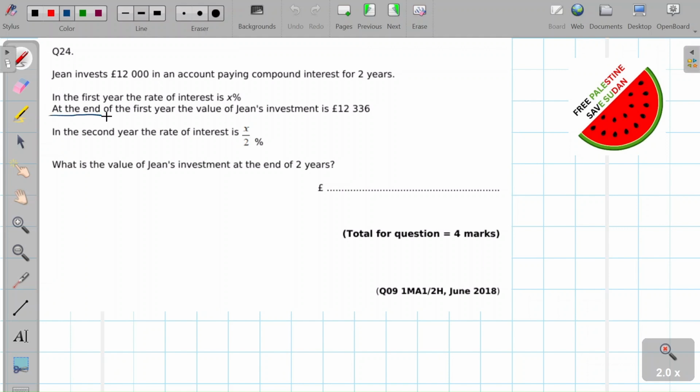This is a game changer in this question. Oh, I'm not very good at that. I don't want to use red.